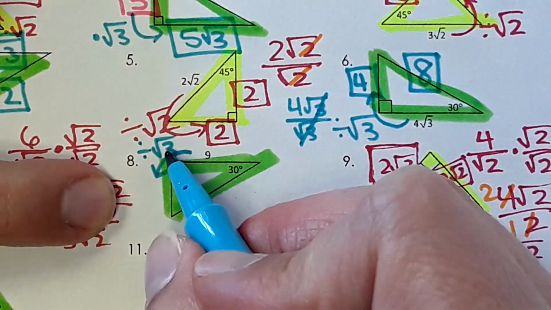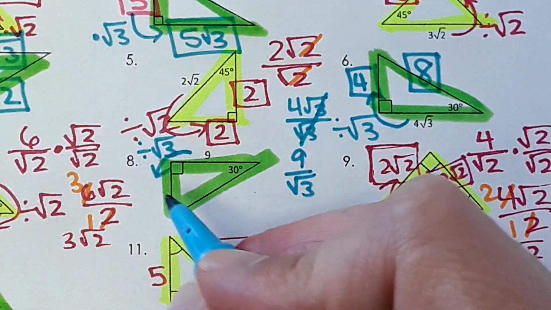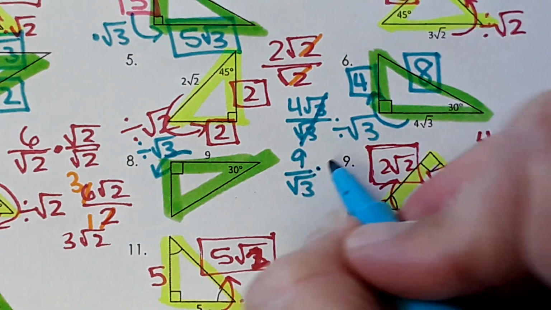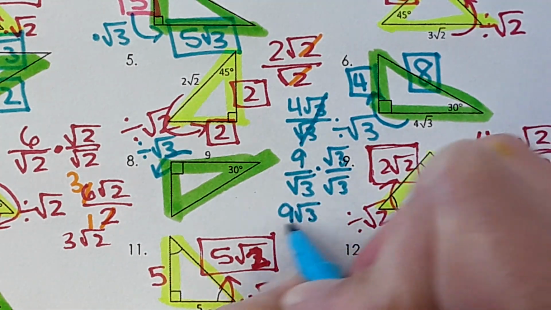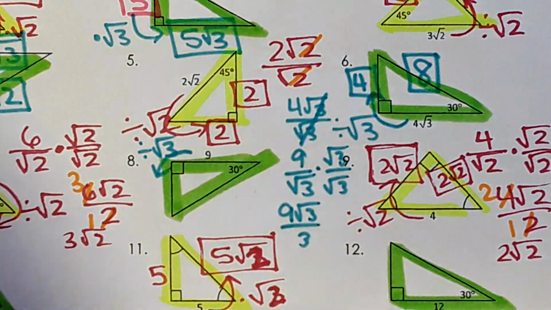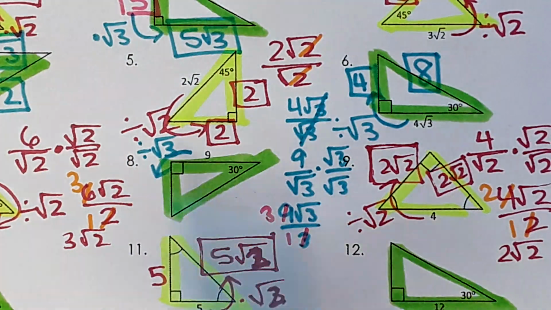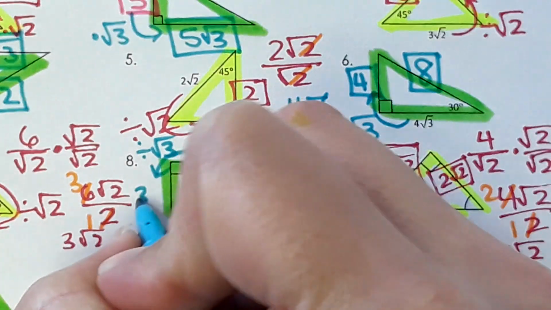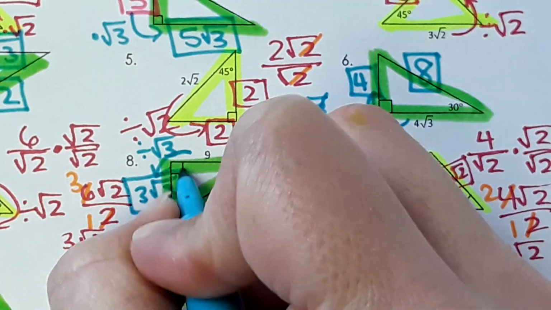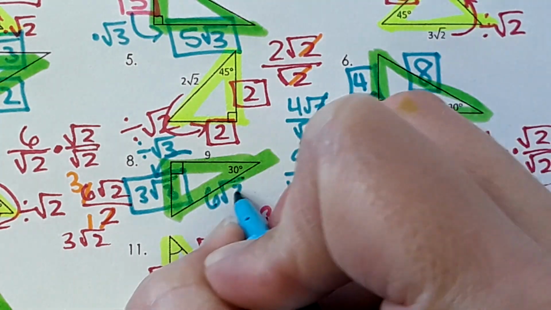Then 9 divided by square root of 3 would give us the short side. Multiply by square root of 3 over square root of 3. And we get 3 square root of 3. And then double it for the hypotenuse, so 6 square root of 3.